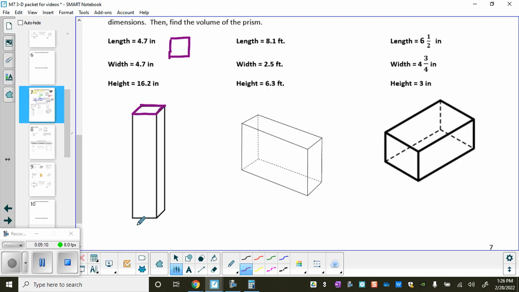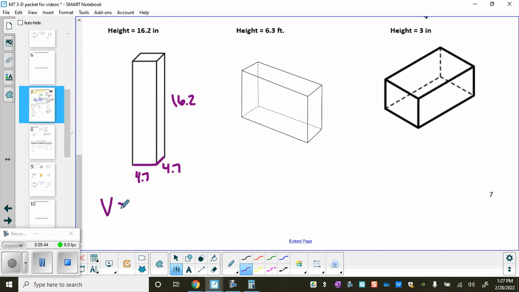So for the length and the width, let's go ahead and label a 4.7 for the length and a 4.7 for the width. You could have labeled it up here if you wanted. Doesn't matter to me. More traditionally, you see them labeled down here, so that's what I'll leave for the notes. Now the height is the 16.2, which I think everybody agrees.